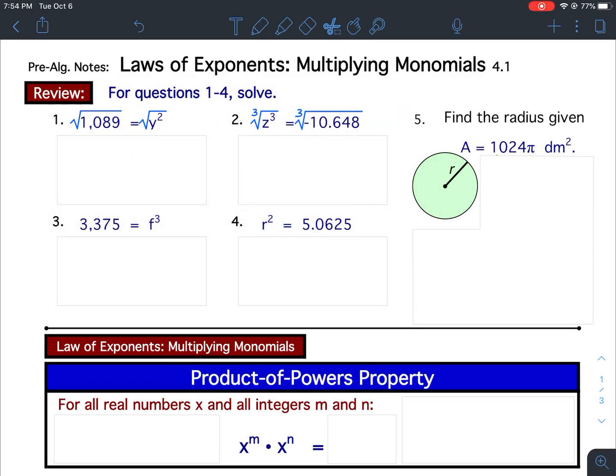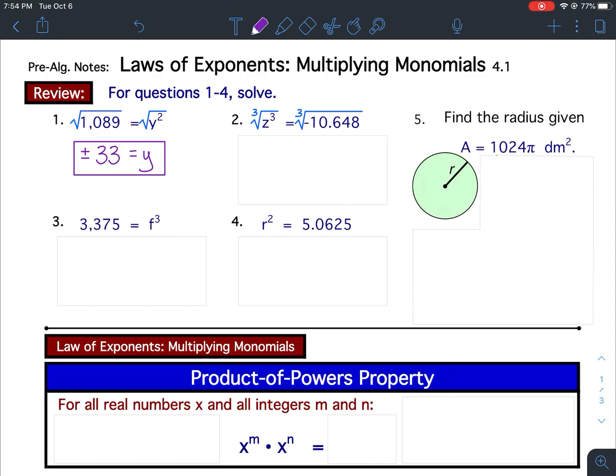Number 1 was a square, so I took the square root of both sides. Number 2 was a cube, so I took the cube root of both sides. For number 1, if I take the square root of both sides, I get positive and negative 33 equals y. Remember, for every real number, it has 2 square roots, a positive and a negative.